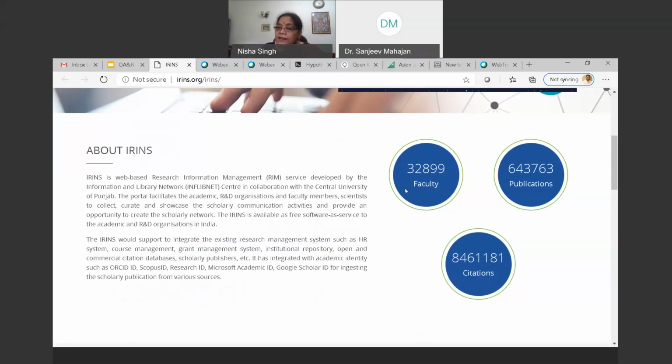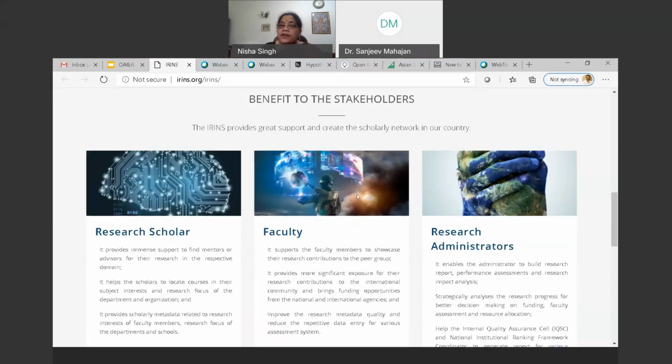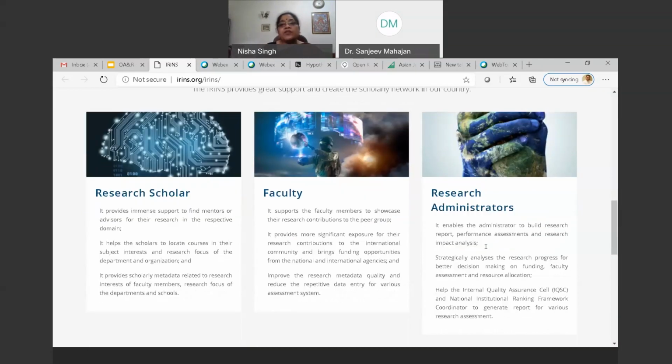This many faculty have registered here, this many publications, this many citations. What is the benefit? As a research scholar, you will know people, the experts in your area. Sometimes we wonder, tell me a name, whom should we send our tool for validation, whom should we call, whom should we connect with. So for research scholars, and for faculty also, if you want to collaborate, for curriculum development, people will know you if you have your identity in IRINS. And research administrators also, say there is a project and in your university you need to nominate names in this particular area. So if you are in IRINS, then you can be nominated.